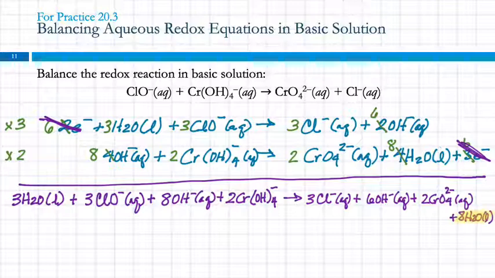I've got 8 water molecules over here, and I have 3 water molecules over there. So if I remove 3 from both sides, then this one will go away. That one goes away. And subtracting 3 from this side gives me 5 left. Right? 8 minus 3 is 5.